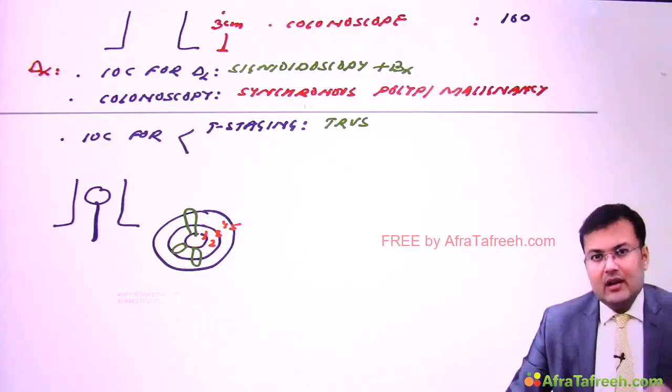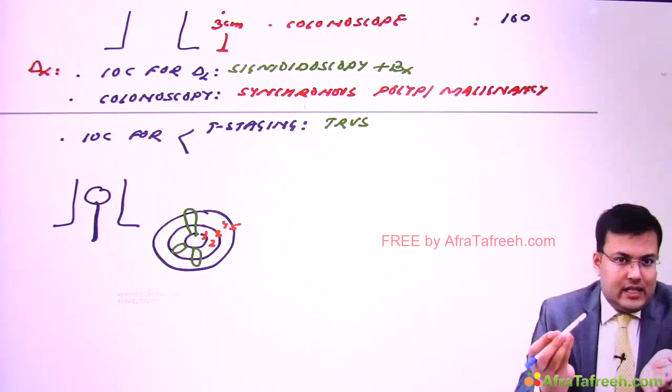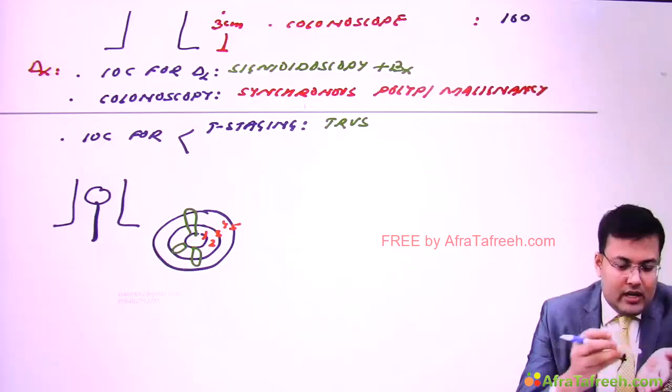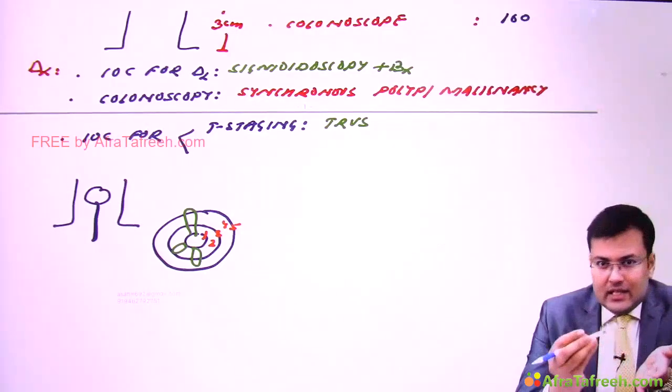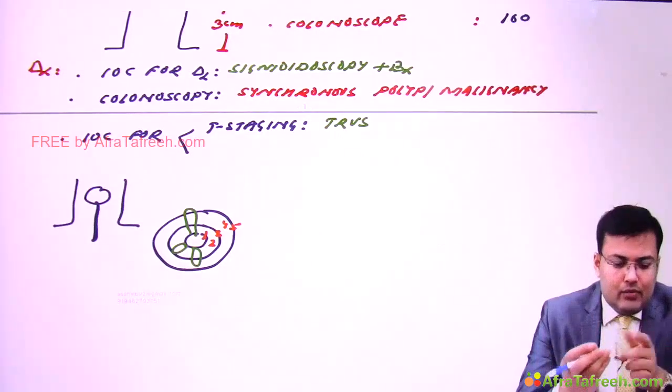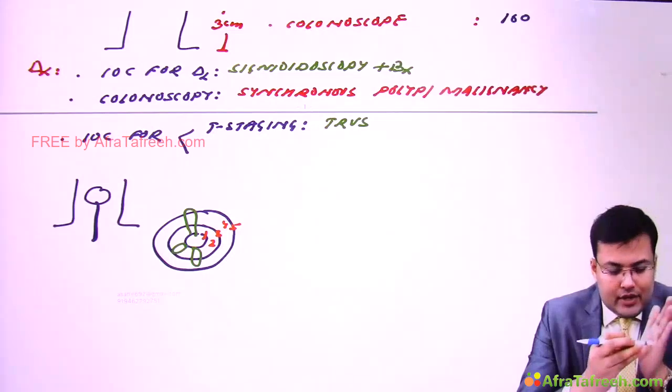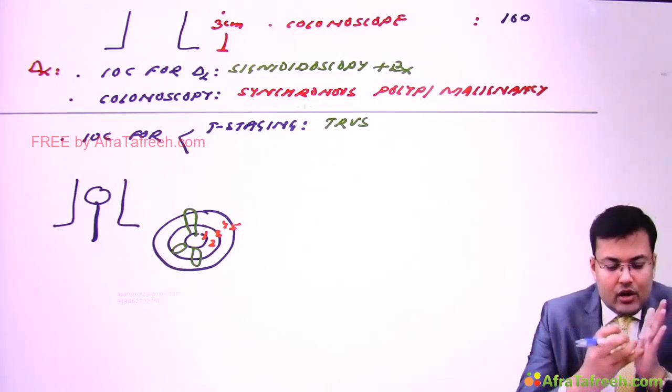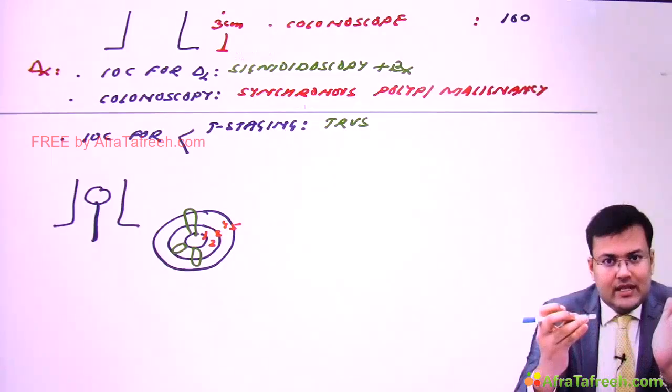Okay, now see, you know that the sensitivity of ultrasound is maximum when the distance between organ and probe is minimum. Sensitivity of ultrasound is maximum when the distance between probe and organ is minimum. And if you keep increasing the distance between organ and probe, its sensitivity decreases.